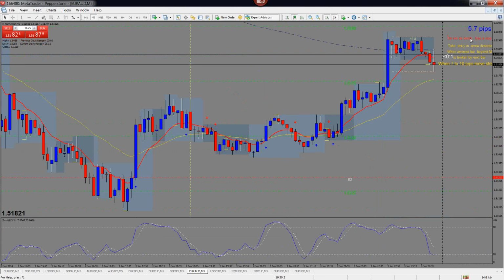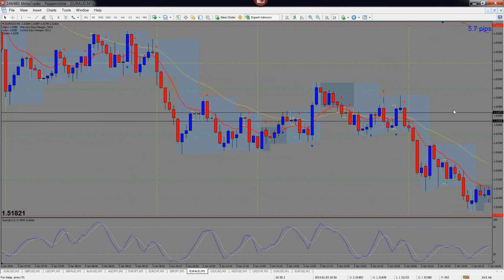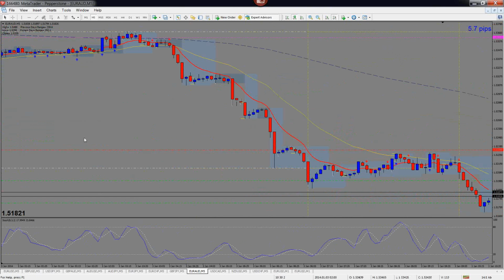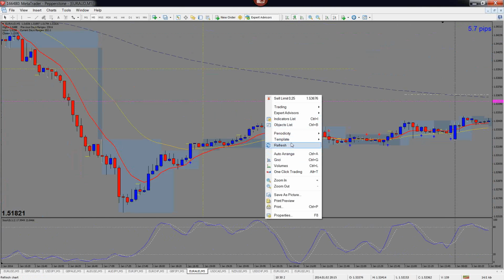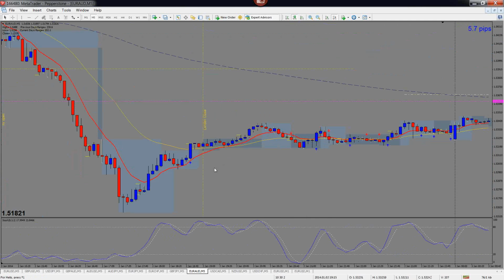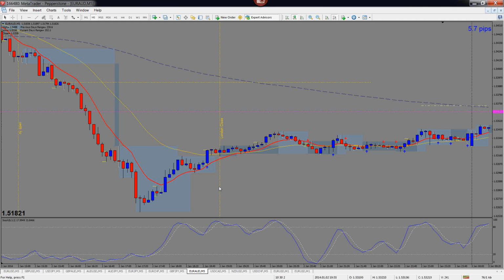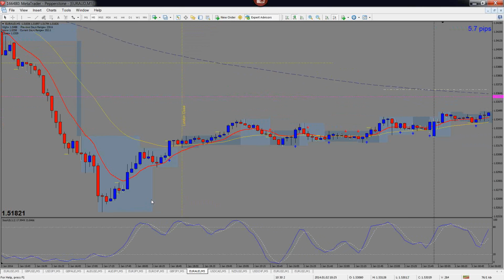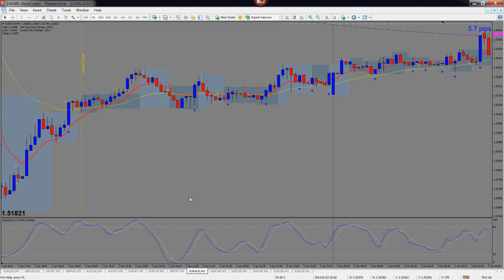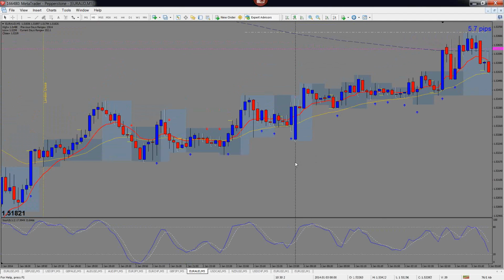All right, let me just delete a few things out of here, because I don't need them on the screen. All right, and let's close that. And auto scroll off, and I'll go back quickly. All right, and let's refresh so we see where we're at. So that's London close on the 2nd. And let's move forward from here. All right, so that's New York close.